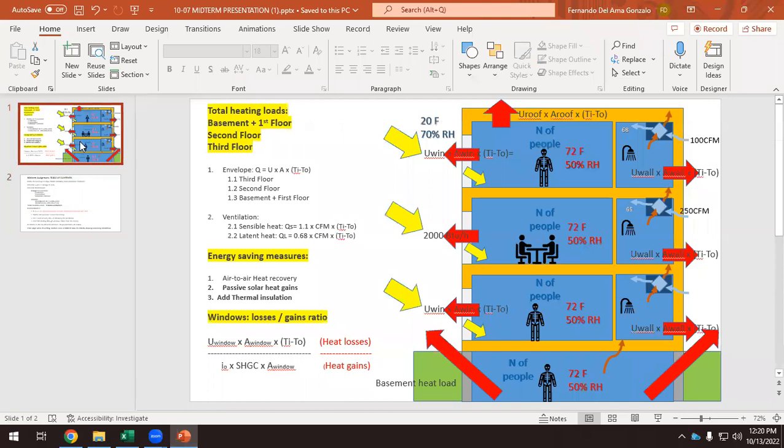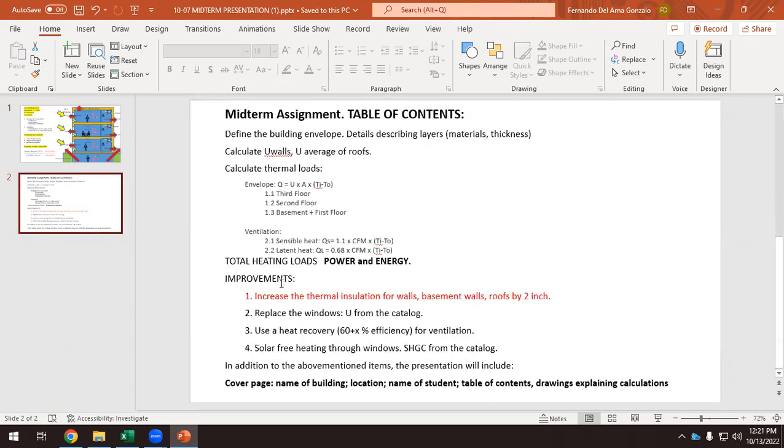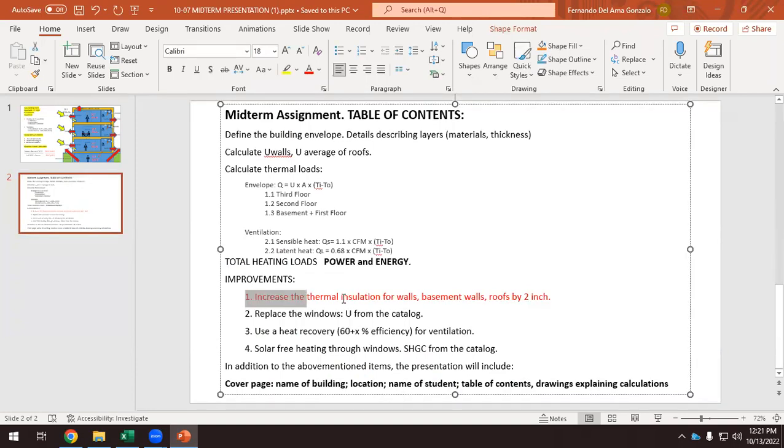Okay, so as I told you, we have the first analysis of the building, and this is the summary of the first analysis of the building. Second, we have to improve that building. And what do we have to do? First, we have to increase the thermal insulation by 2 inches. So we apply 2 more inches on the roof, the wall, the basement. So everything has 2 more inches of thermal insulation.